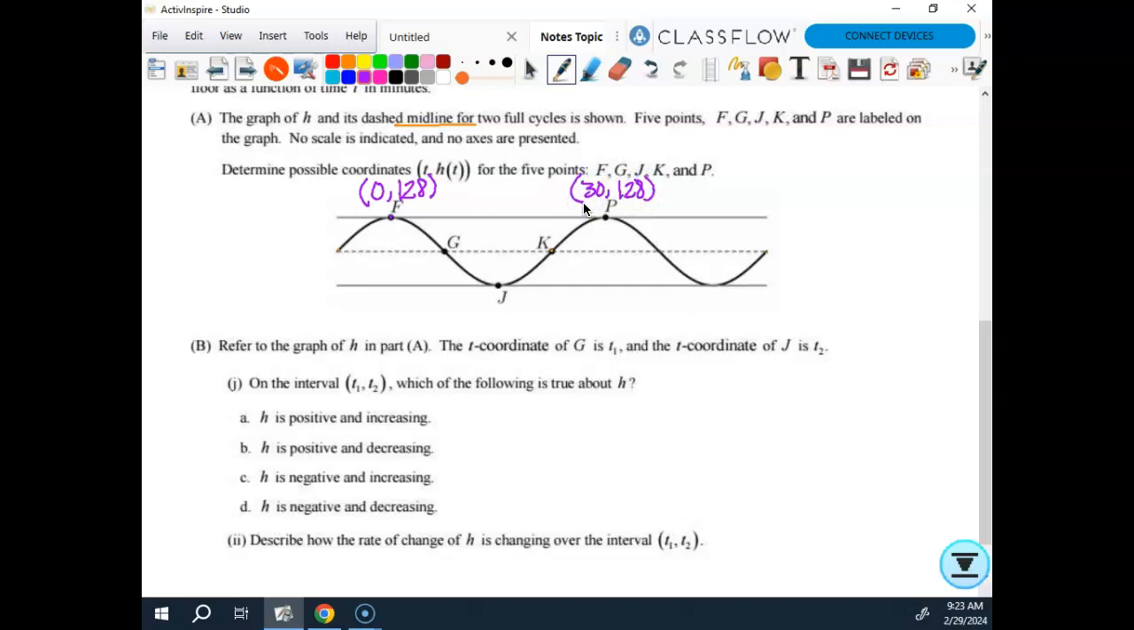Now, I can write bigger than you can, so we might want to also write these out over here. F, G, J, K. But I like to have them also labeled on here because we can make more sense of it. 0, 128, and P is at 30, 128. Okay. Everybody okay with those? Yes?